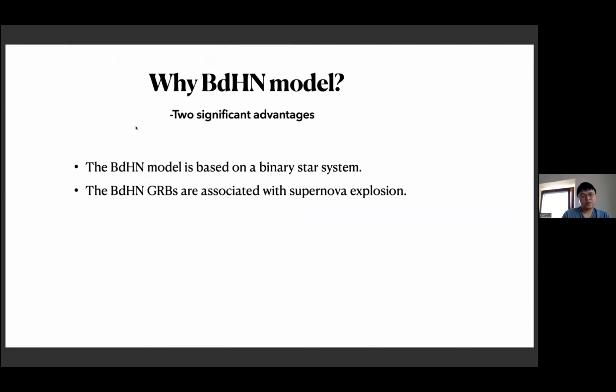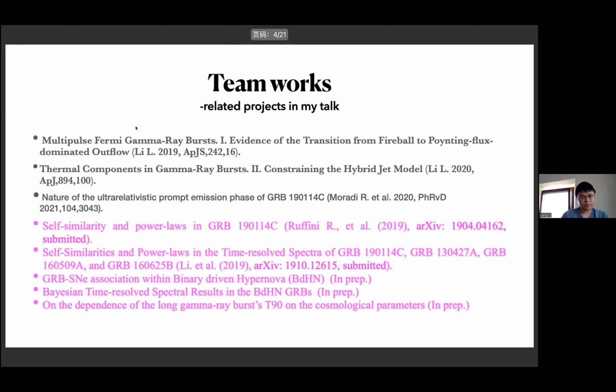So why the BdHN model? There are at least two advantages. The BdHN model is based on a binary star system. A binary star system is commonly observed, as compared to a single star system. The second reason is that the BdHN GRB model can be naturally associated with the supernova explosion. My talk today is related to several projects in our team. Part of them are published, and some others have not been published yet.